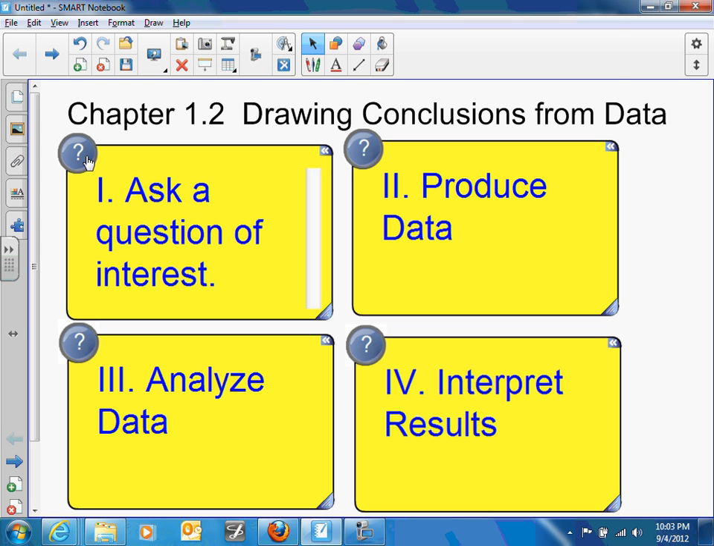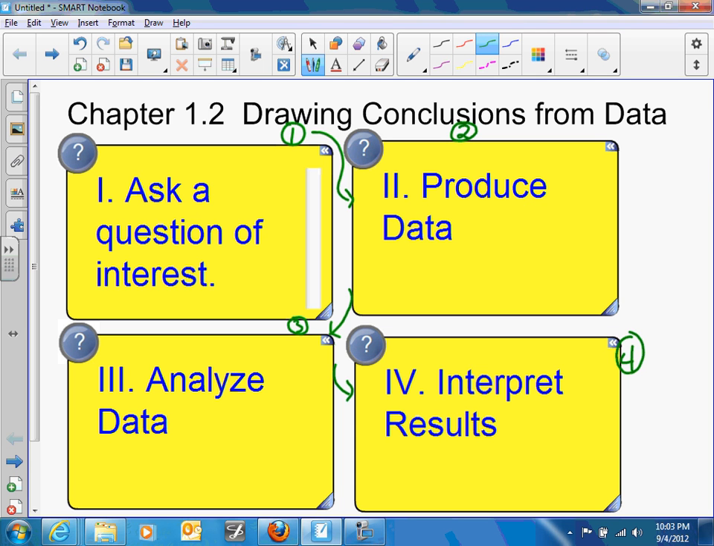So again, the first thing you're going to do is ask a question of interest. All right? Then that's going to lead you to produce data. So this is your second thing. Once you have produced your data, you're going to analyze your data. So that's the third one. And then once you have analyzed your data, you're going to use it to interpret the results. That's number 4. And again, this is to help you answer the original question.